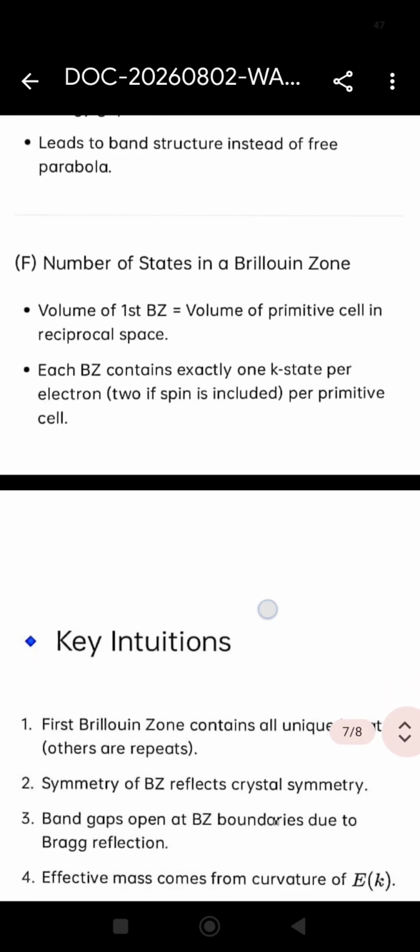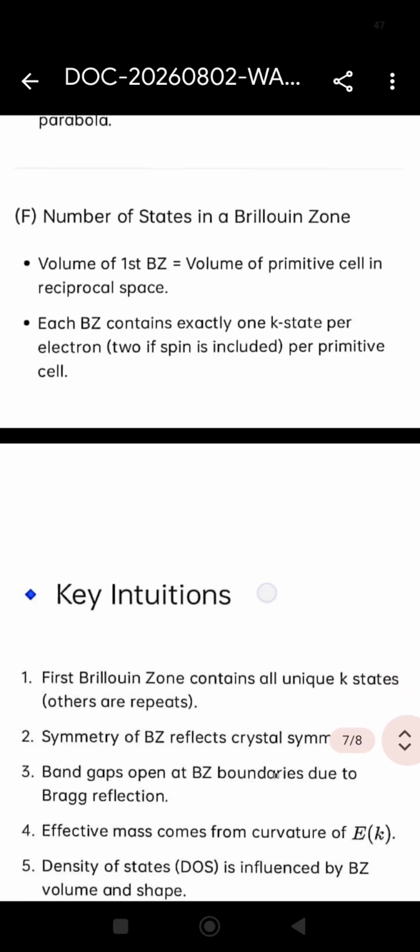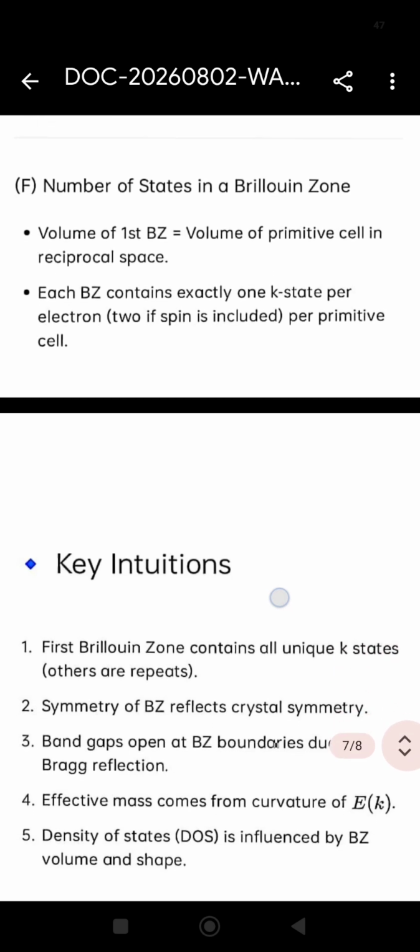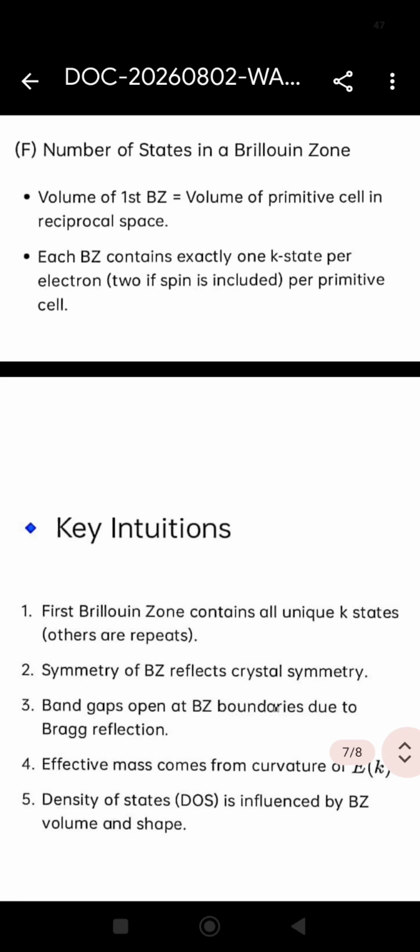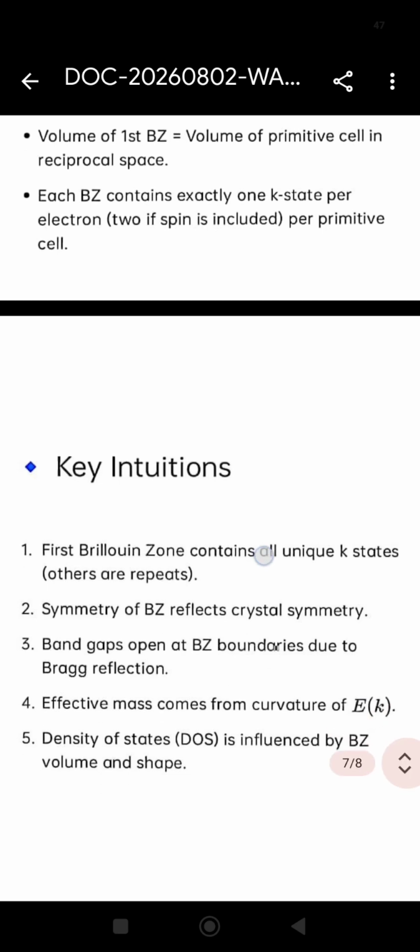Number of states in Brillouin zones. The volume of the first Brillouin zone is equal to the volume of the primitive cell in reciprocal space. Each Brillouin zone contains exactly 1 k state per electron, or 2 if spin is included, per primitive cell.